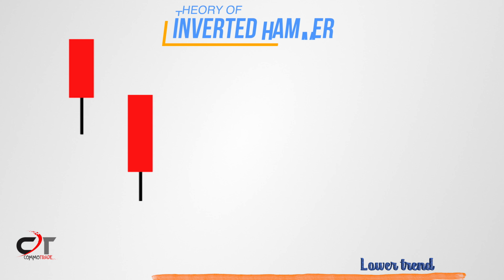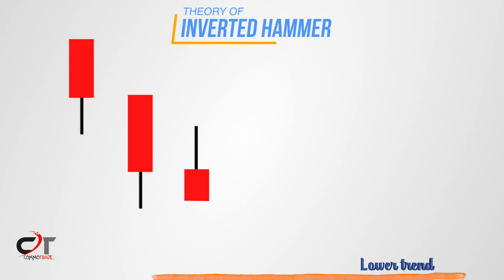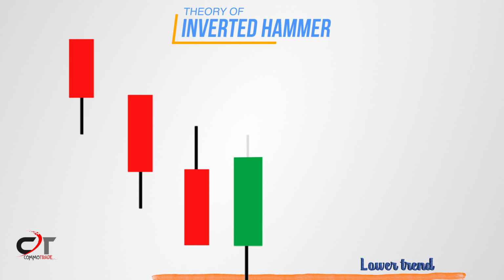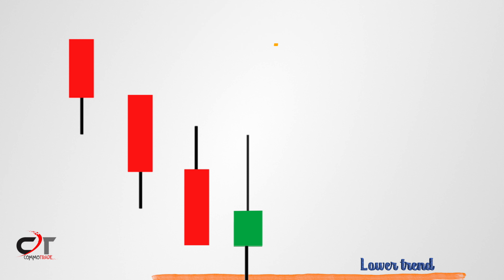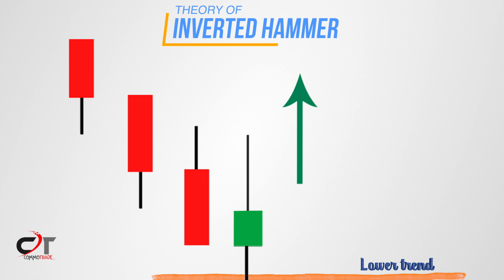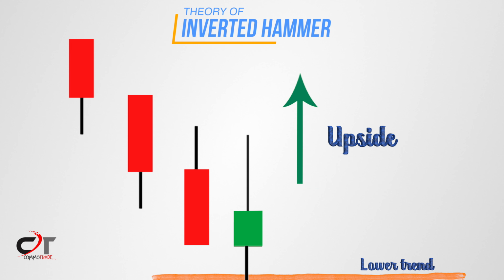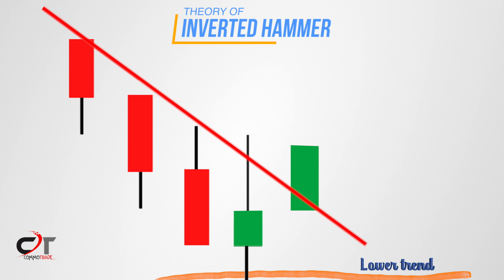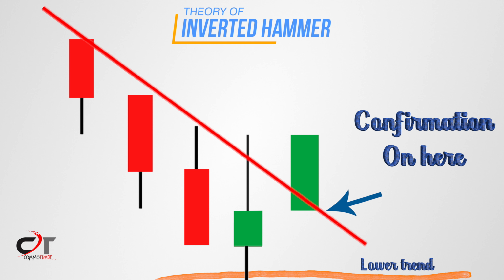The inverted hammer candlestick shows sellers came into the market during the period, but by the close, the selling had been absorbed, and buyers had pushed the price back to near the open. The inverted hammer candlestick indicates a potential price reversal to the upside. The price must start moving up, and on this line, you get the confirmation of the inverted hammer candle.